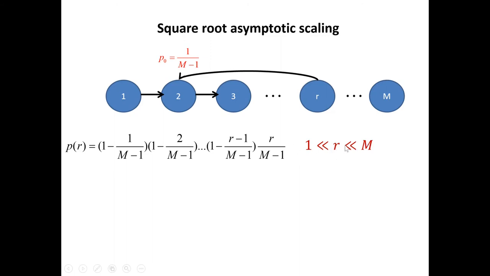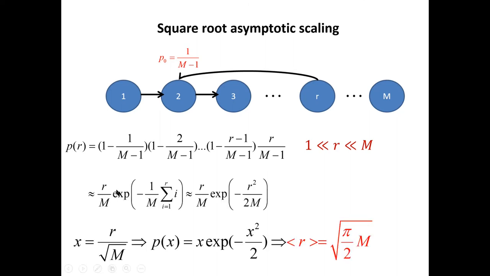So given that we assume that R is always much less than M, you can simplify this equation because every bracket here can be replaced by an exponent, right? One minus a small number can be replaced by the exponent of minus this small number. And so now you have a product of these exponents, which can be calculated as the exponent of the sum. So you'll have an exponent of an arithmetic progression, the sum of 1 plus 2 up to R, divided by M. So this will be this product of these brackets and then this factor R over M. I am neglecting now all these minus ones.